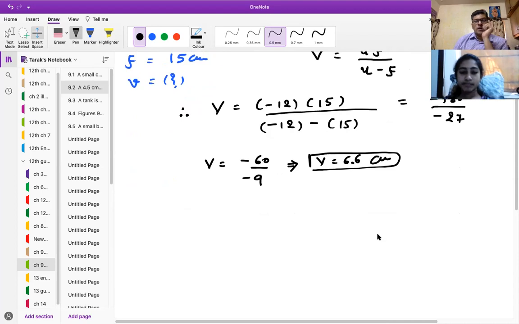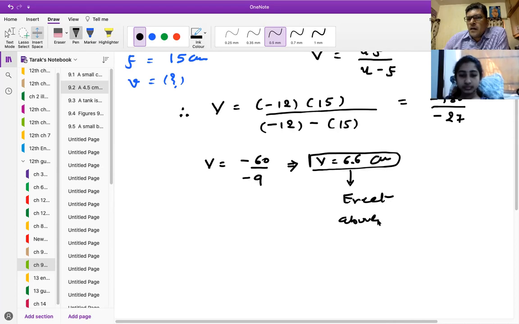So it means that my image is erect and virtual, above the principal axis. Whenever I get a negative answer, my image will be below the principal axis. So the first thing we have found out is that my image is erect, above the principal axis.